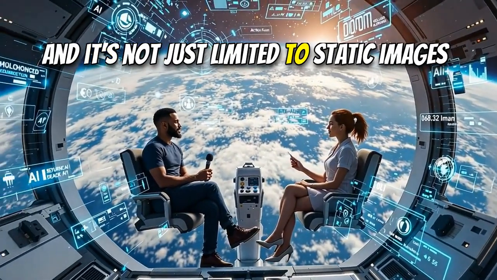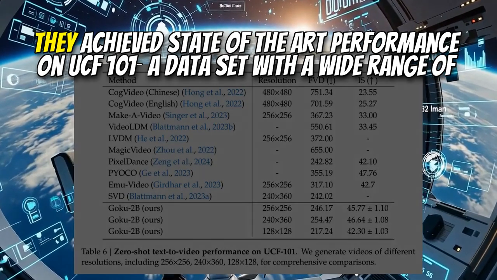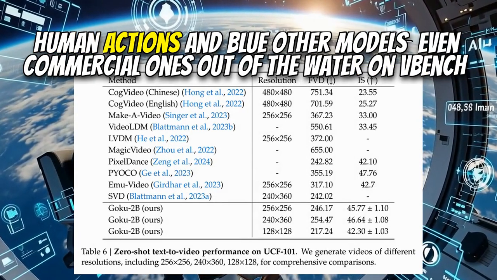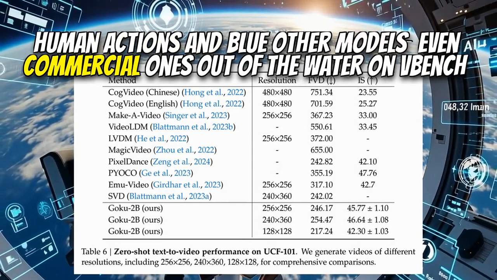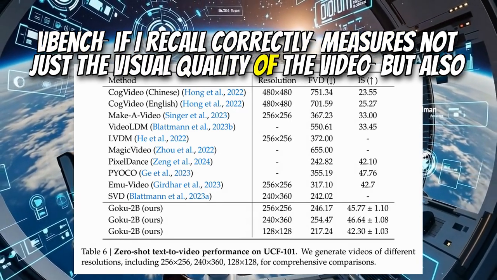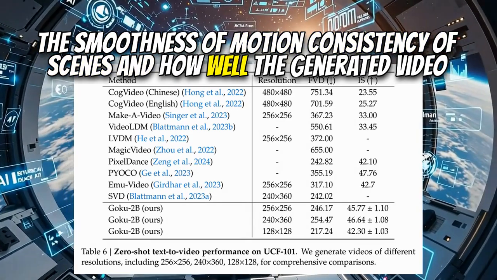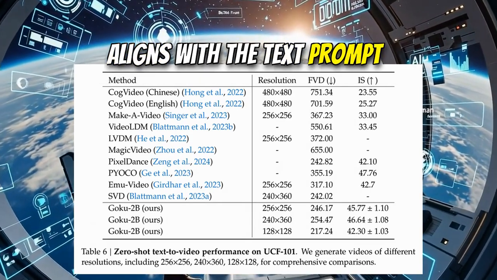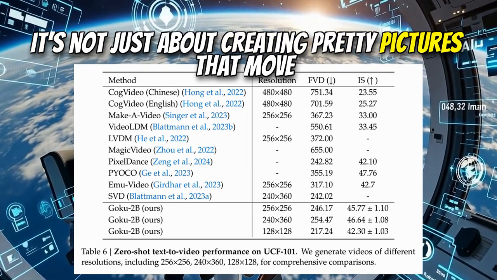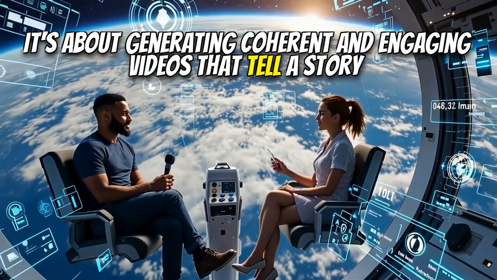Exactly, and it's not just limited to static images. Let's move on to the text-to-video results where Goku truly shines. They achieved state-of-the-art performance on UCF-101, a dataset with a wide range of human actions, and blew other models, even commercial ones, out of the water on VBench. VBench, if I recall correctly, measures not just the visual quality of the video, but also the smoothness of motion, consistency of scenes, and how well the generated video aligns with the text prompt. That's right, and Goku excelled in all these areas. It's not just about creating pretty pictures that move, it's about generating coherent and engaging videos that tell a story.